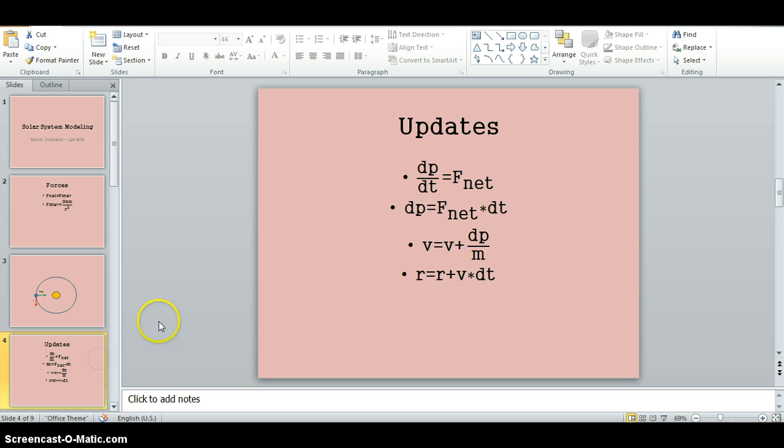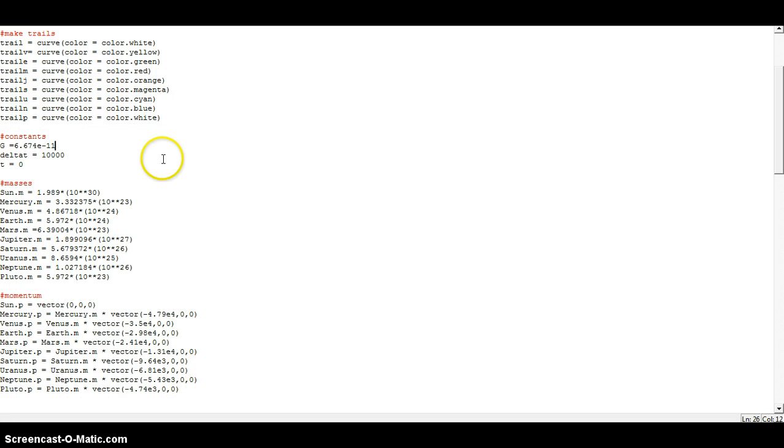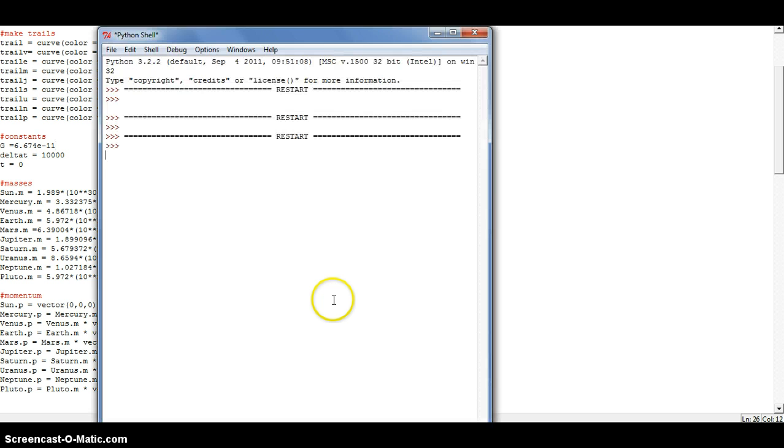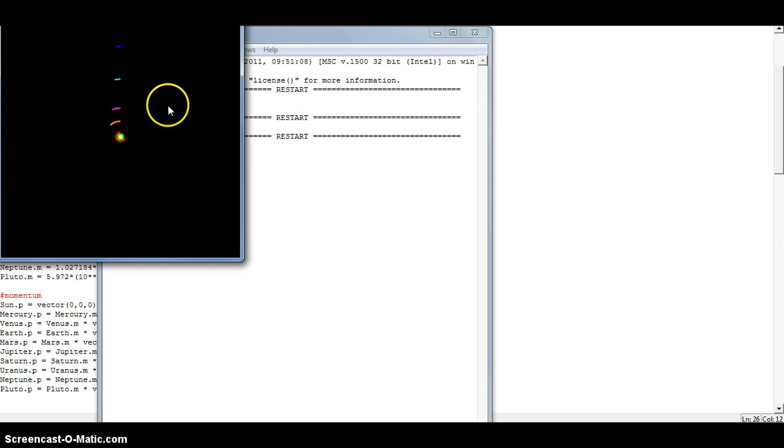Using this data, we were able to update the position via the momentum. The momentum was updated because dp/dt is equal to F net. With this, we were able to find the momentum, which we then divided by the mass to find the new velocity. This new velocity was then multiplied by time and added to the position to get our new position, r. When we have all this plugged in, with all our masses and initial velocities, we can run this in Python and model our solar system.